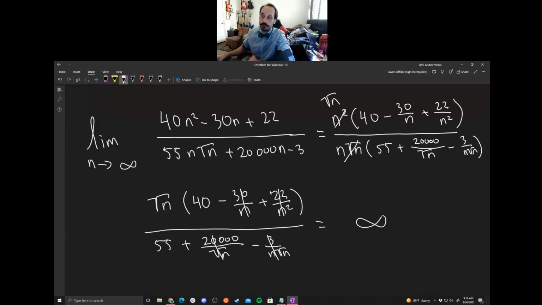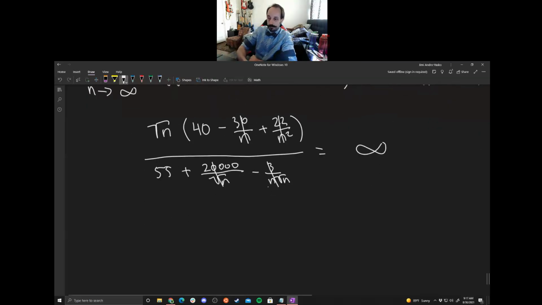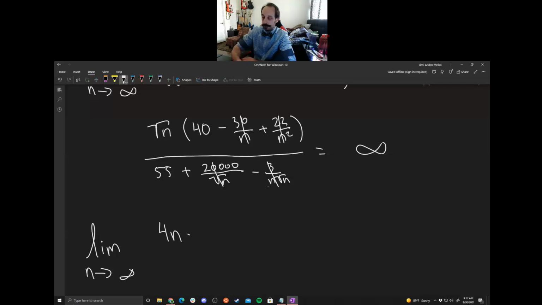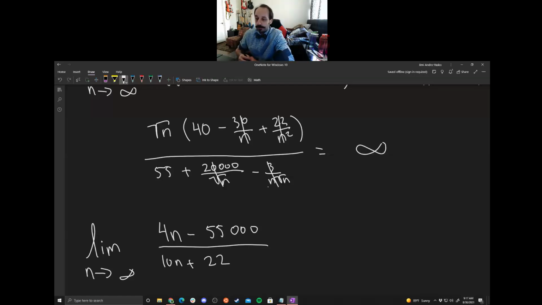So let's do another example, I guess. Try this example here. Limit as n approaches infinity. I'll pick, let's say, 4n minus 55,000 over 10n plus 22. So we can see right now they're both linear growth rates, because remember, 4n minus a big amount.